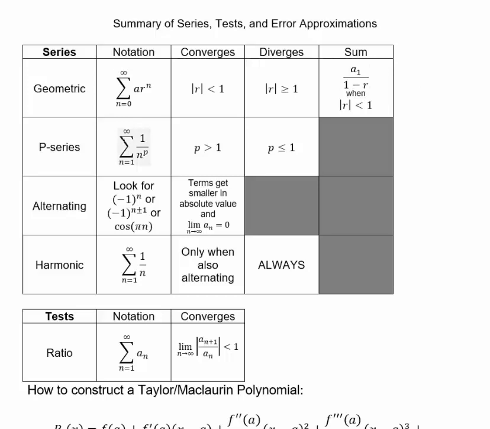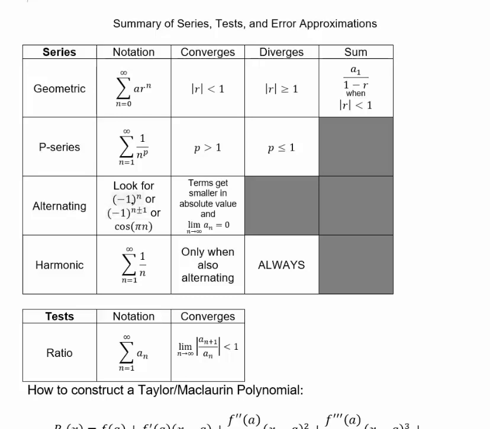Okay? A P-series is 1 over n to the p. This is the one that converges when p is greater than 1, but diverges when p is less than or equal to 1. Remember, for the alternating series, look for negative 1 to the n, or negative 1 to the n plus 1, or negative 1 to the n minus 1.